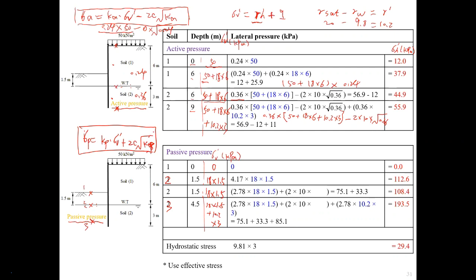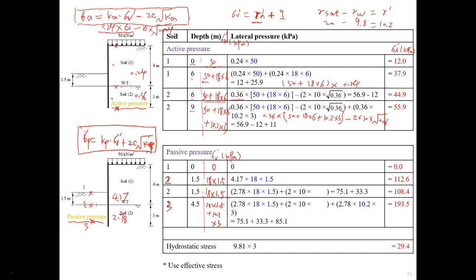So for the first point, you see the first point obviously has sigma v prime of zero, and in the first layer, the c is zero. So the first point is obviously a zero value. And for the second point, the Kp will be the reverse of Ka. So now Kp will be 4.17 and 2.78 for soil one and soil two separately. So for the second point, we use Kp times sigma v prime and c is zero, so we don't have this term. So we get the value for sigma h.